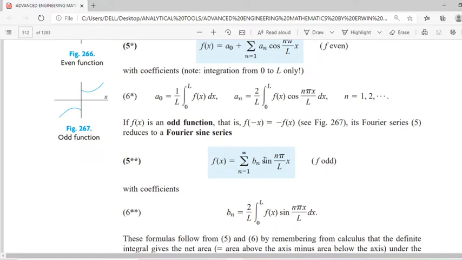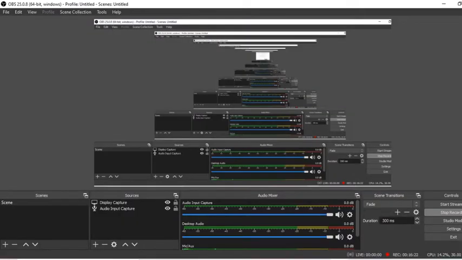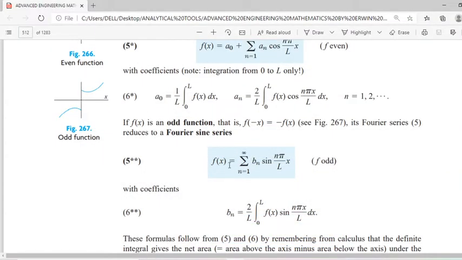Now bn will be like this: 1 by L into integral minus L to L. This is an odd function times an odd function, so the product is even, we cannot say it is 0, it will have a result. So f of x into sin n pi x by L dx. So it will be a Fourier sine series. For an odd function, f of x will be a Fourier sine series. Okay, bn will be like this.